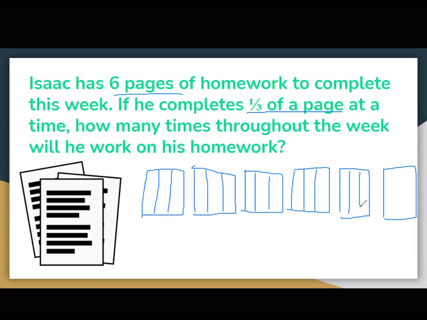Then we can go back and count the number of thirds that we have, and that will let us know how many times he has to work on his homework throughout the week. So we have 1, 2, 3, 4, 5, 6, 7, 8, 9, 10, 11, 12, 13, 14, 15, 16, 17, 18. So we know that he's going to have to work on his homework 18 times.